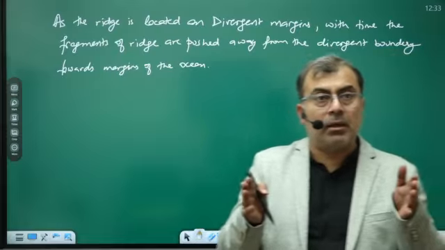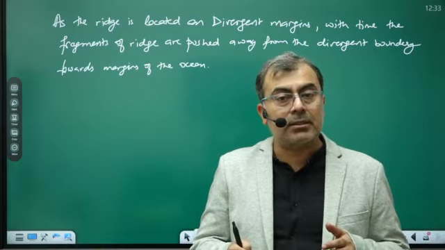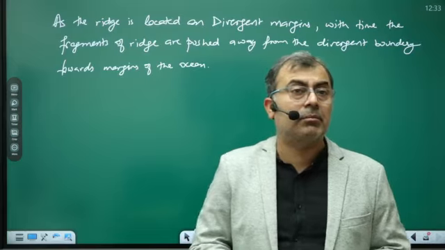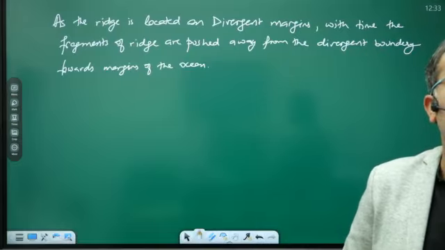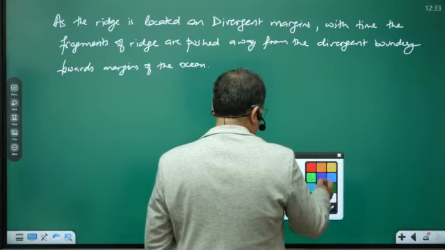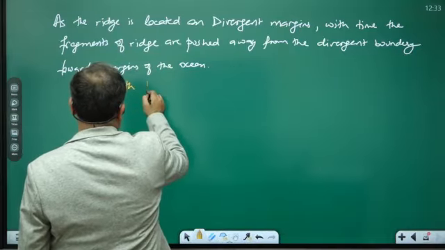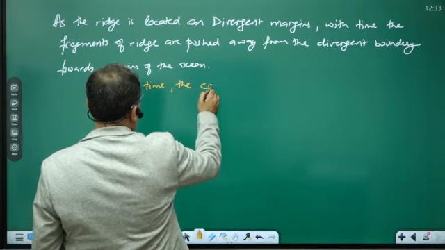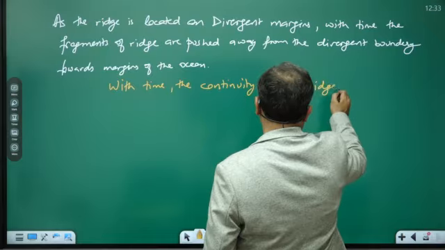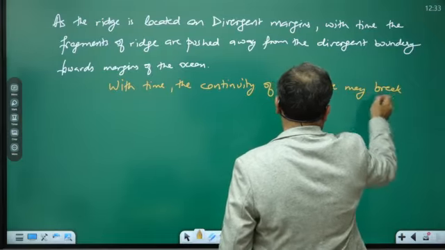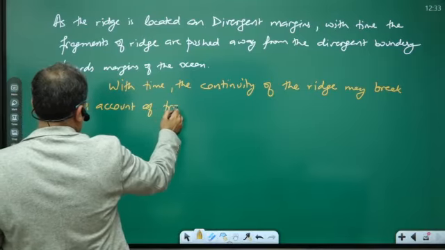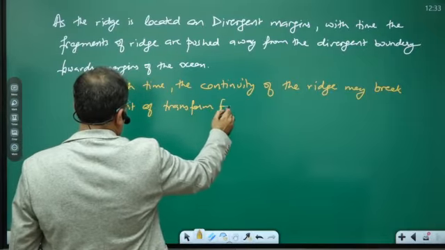तो जब ये बाहर को जाएगा, can it break, can it lose its alignment? Yes, because of transform faults and all those things. True? And can it get eroded with time? Possible? Okay. With time, the continuity of the ridge may break on account of transform faulting.